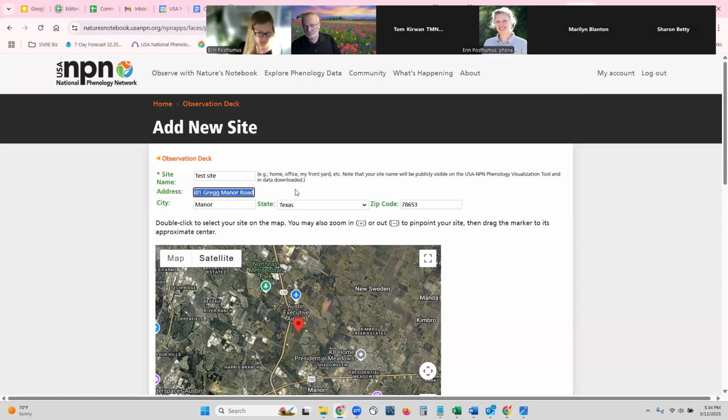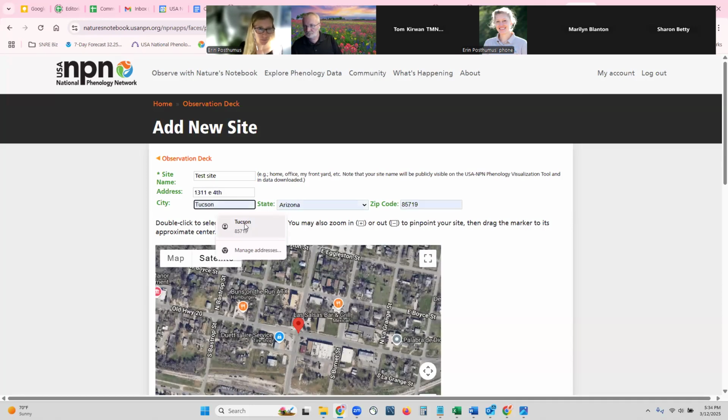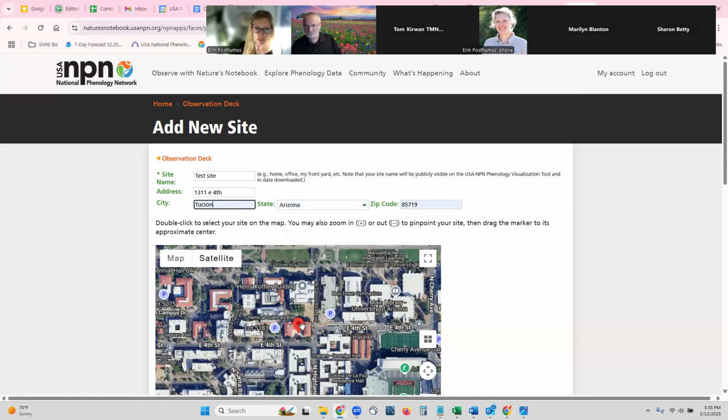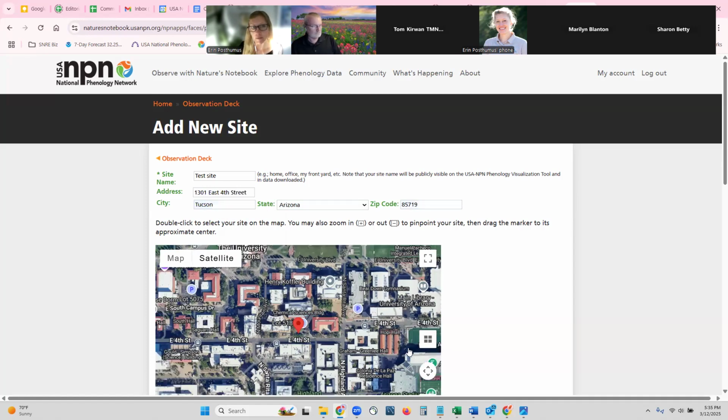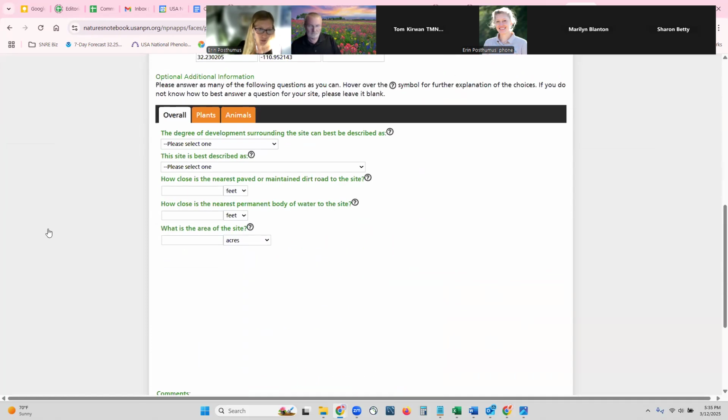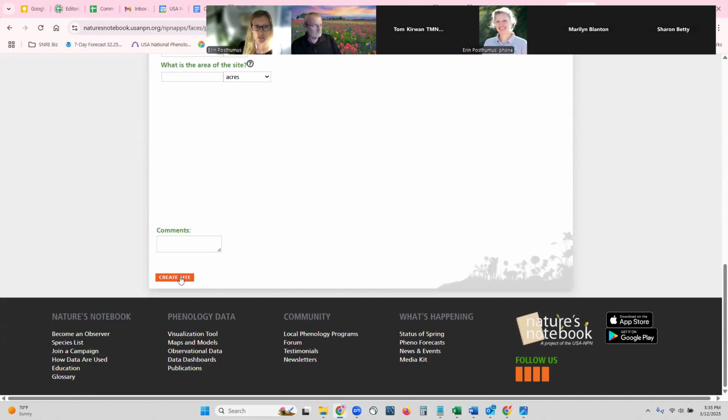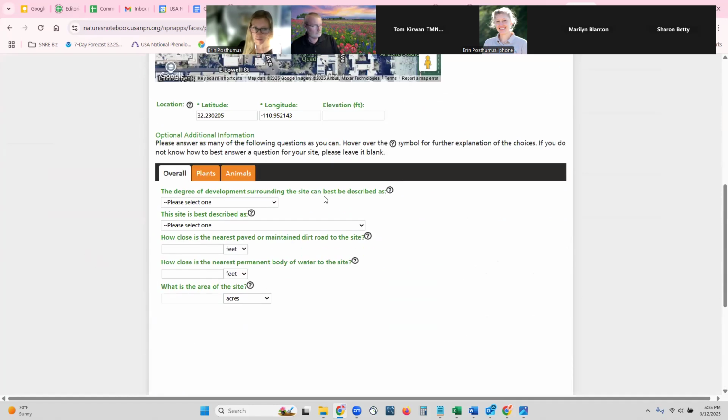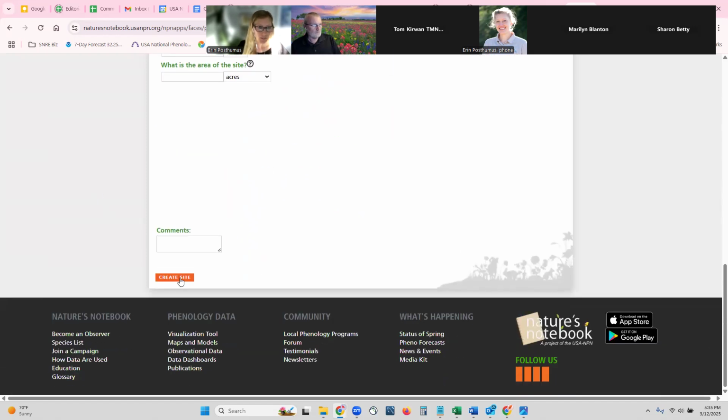Or you can type in your address. So I could put in our work address here, which is actually in Tucson. And if I type in an address, then it automatically puts a pin. And then I could say, actually, I'm going to move this little pin. It's actually this little area here with some plantings. So you can move it exactly where it is. And then you want to make sure that you go down to the bottom and say create site, and that'll set it up. There are some additional questions here that you're welcome to answer. They're optional, about your site and the degree of development and that kind of thing.